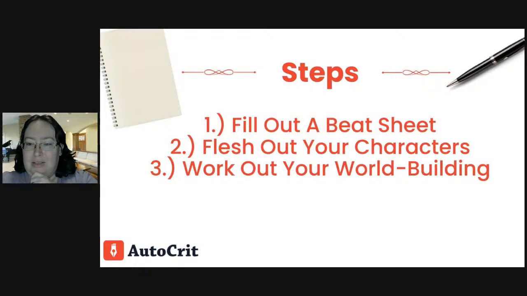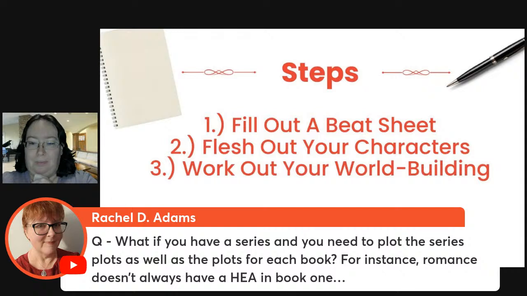So I think I saw a question about series. Here we go. What if you have a series and you need to plot the series plots as well as the plots for each book? For instance, romance doesn't always have a happily ever after. No, but it should have a happy for now if it's a series, right? There are some differences in series plots. For the sake of reverse outlining, you already have a book written, or a big portion of a book written.